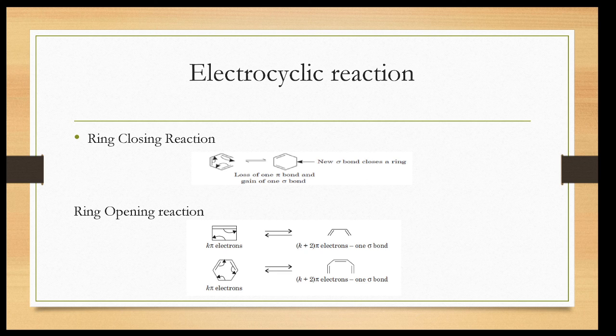First, how will we identify the electrocyclic reaction? Electrocyclic reactions are unimolecular reactions, meaning a single reacting partner will be involved. The single reacting partner expends its own pi bond and converts into one new sigma bond. If the number of pi electrons is a multiple of 4, it is considered a 4n system. If the number of pi electrons is not a multiple of 4, it is considered a 4n plus 2 pi electron system. In the first example, there is a ring closing reaction.